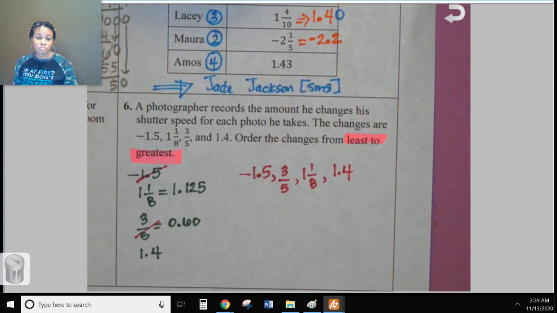So comparing, ordering, locating rational numbers, being able to do it in real world and mathematical content situations, I think you got this. So let's go practice.